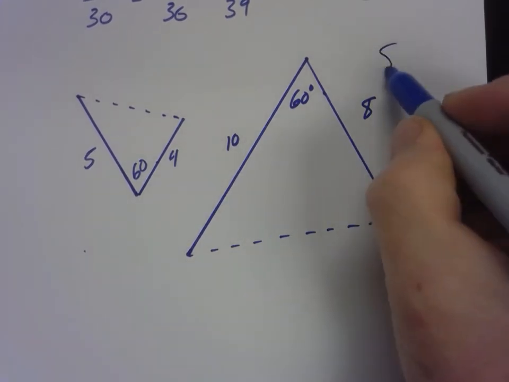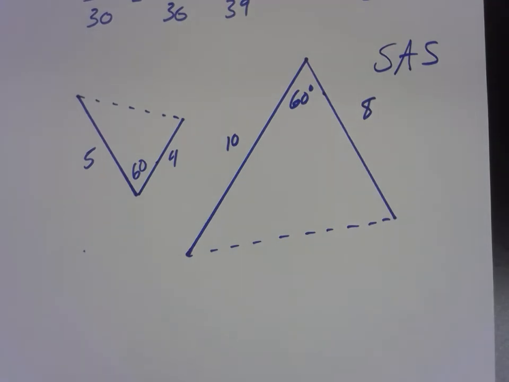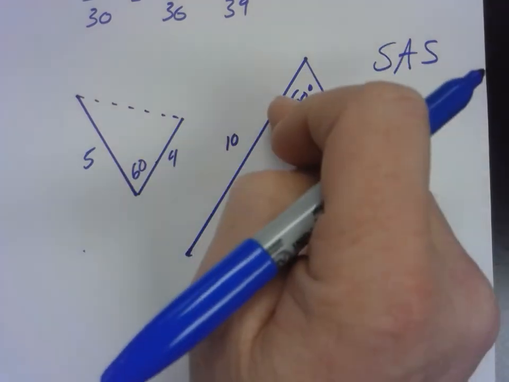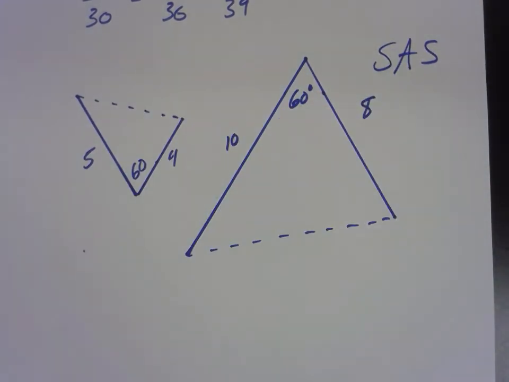Side angle side. Now it's a little weird because the sides are proportional, but what about the angles? Yeah, they're congruent. The angles are congruent. And does it have to be the included angle? Can't just be any angle, can it? Right? Okay. So there's our side angle side similarity thing.